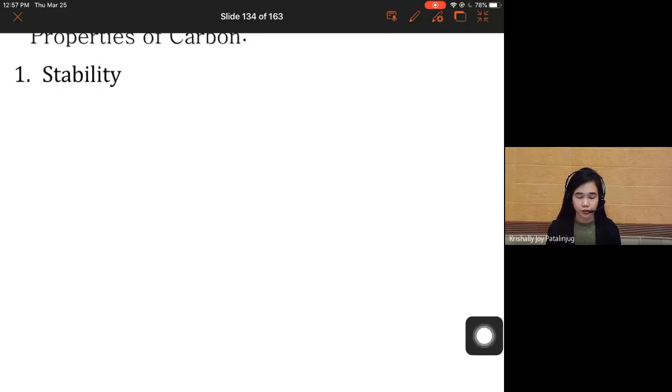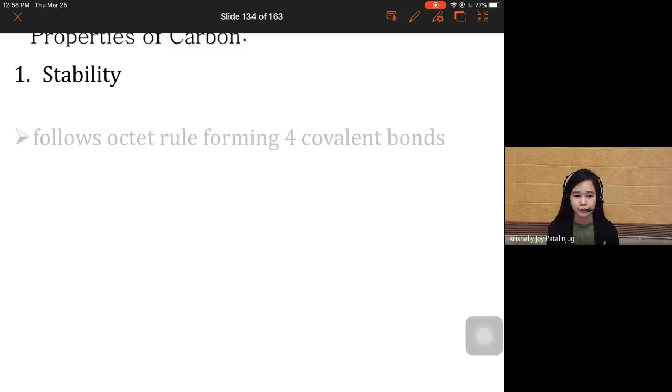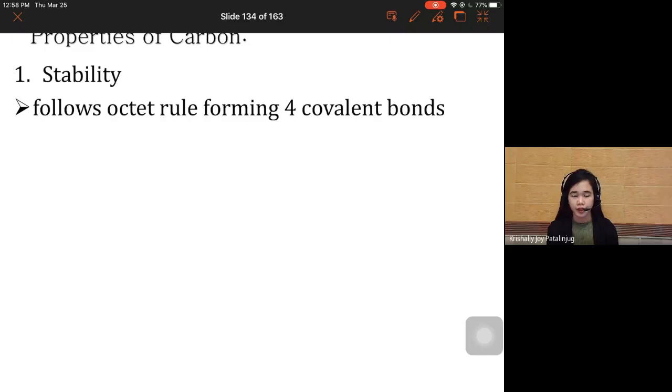Although some of the important properties of carbon were already discussed in the previous discussions or lessons, let me run through those important properties of carbon. So let's start with stability. The carbon atom is considered to be highly stable. Take note, it is highly stable and its stability is related to what we call the octet rule.